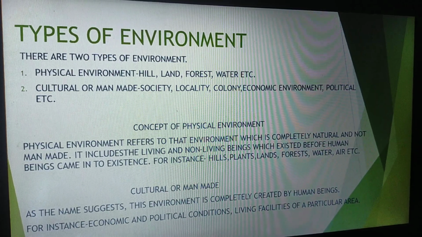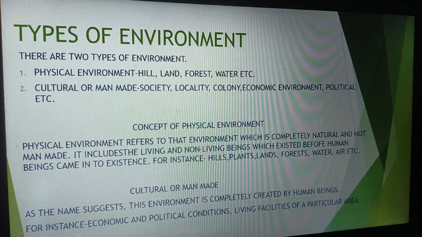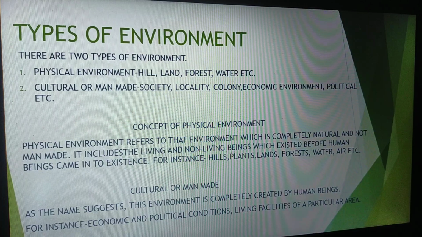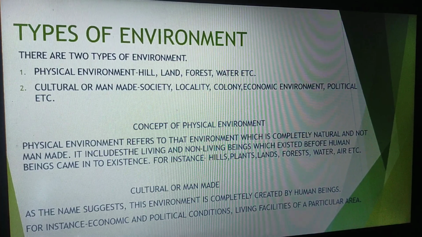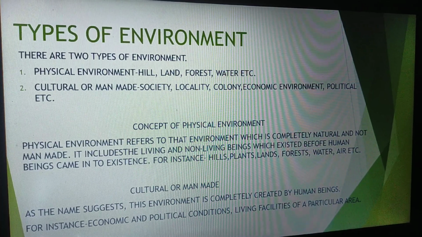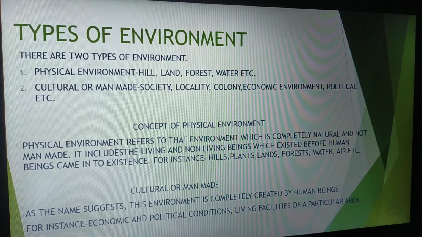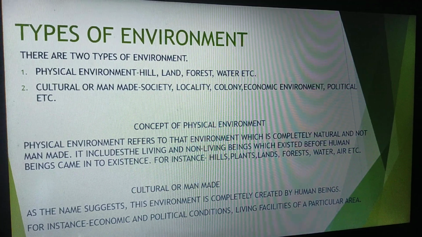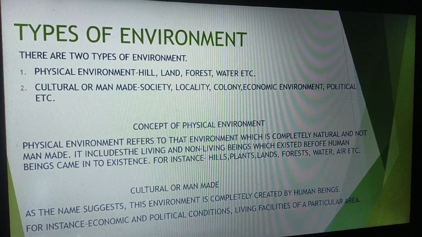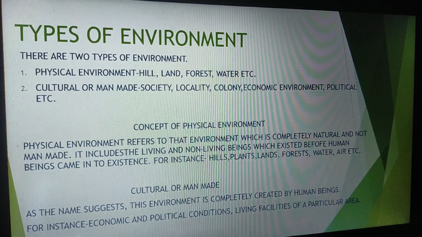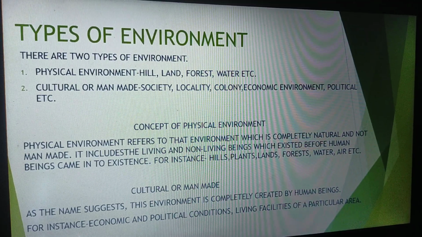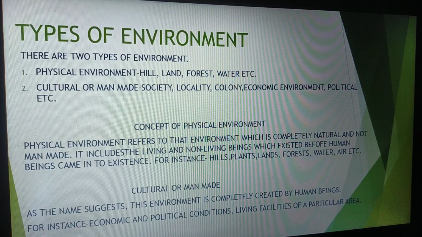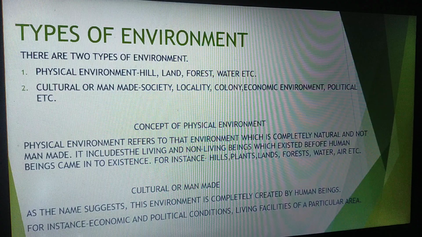So we are coming to the next topic, that is types of environment. There are two types of environment that we know. One is physical environment, that is the hill, land, forest, water, etc. That is the nature surrounding us. And the second type of environment is cultural or man-made environment, that is our society, our locality, the colonies, economic environment, political environment, etc. All these are environments.